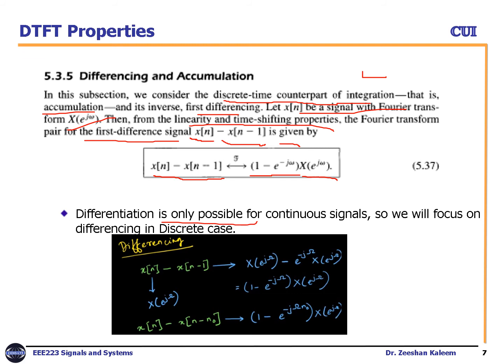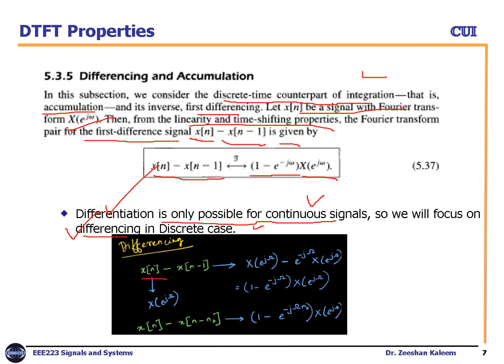Differentiation is only possible for continuous signals, whereas we will focus on differencing in the discrete case. So whenever the signal is continuous, you will take differentiation. Whenever the signal is discrete, then you will take differencing. Okay, let's see how it looks.